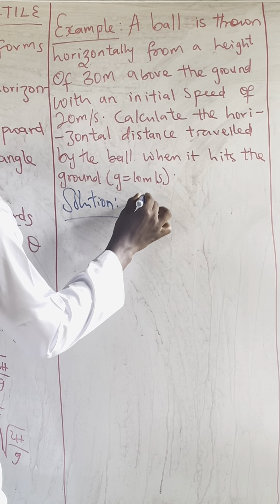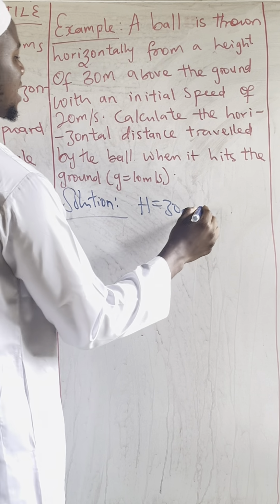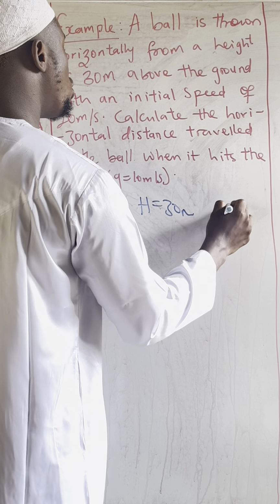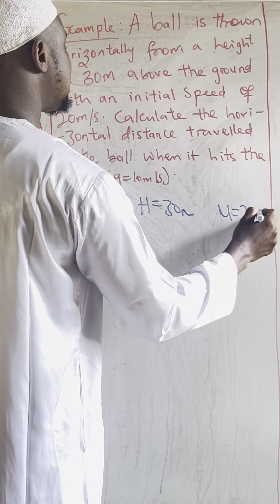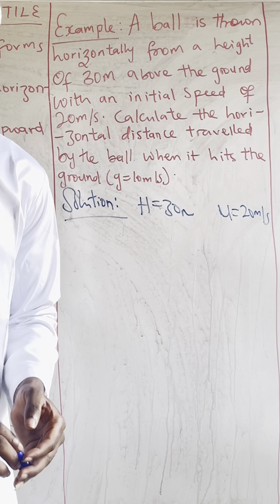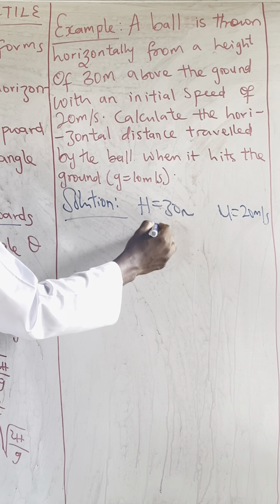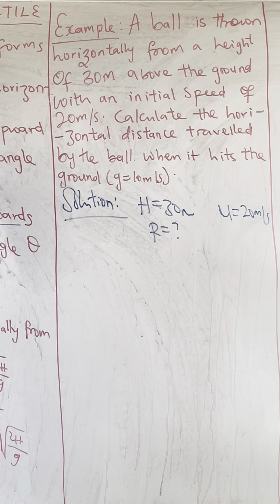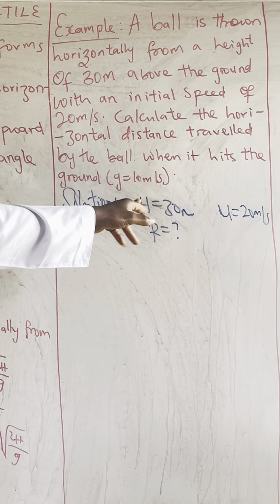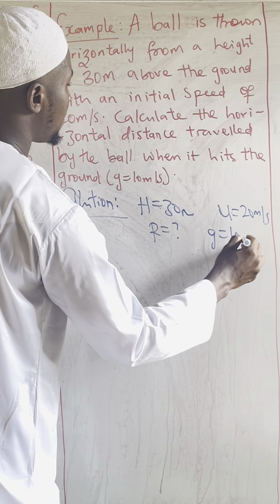This simply means that my solution: the height h is 30 meters, right? With an initial speed of 20 meters per second, then our u is equal to 20 meters per second. Calculate the horizontal distance traveled. What do you mean by the horizontal distance traveled? That is the R. We are looking for R, the horizontal distance traveled, by the time the ball hits the ground. g is equal to 10 meters per second squared.